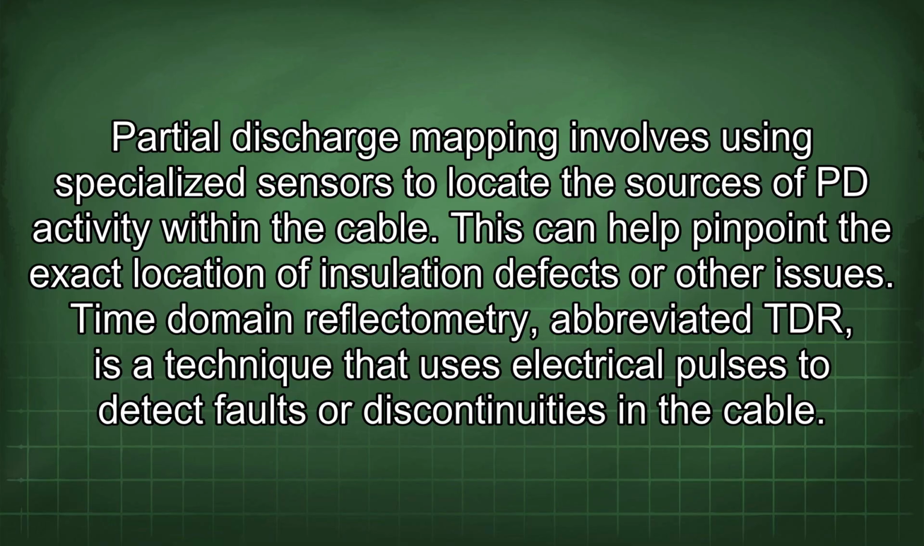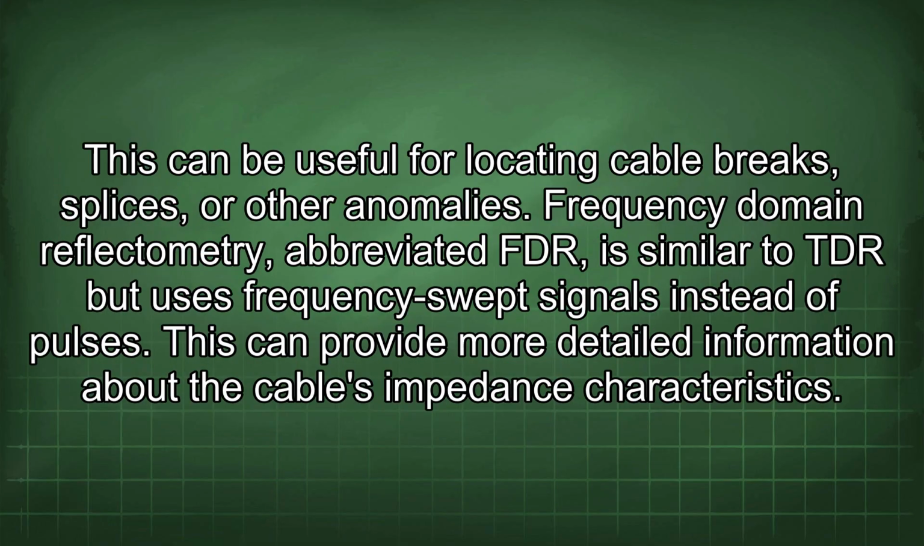Time domain reflectometry, abbreviated TDR, is a technique that uses electrical pulses to detect faults or discontinuities in the cable. This can be useful for locating cable breaks, splices, or other anomalies. Frequency domain reflectometry, abbreviated FDR, is similar to TDR but uses frequency swept signals instead of pulses. This can provide more detailed information about the cable's impedance characteristics.